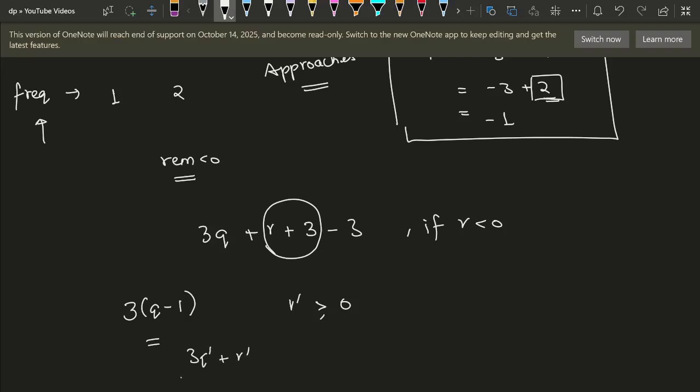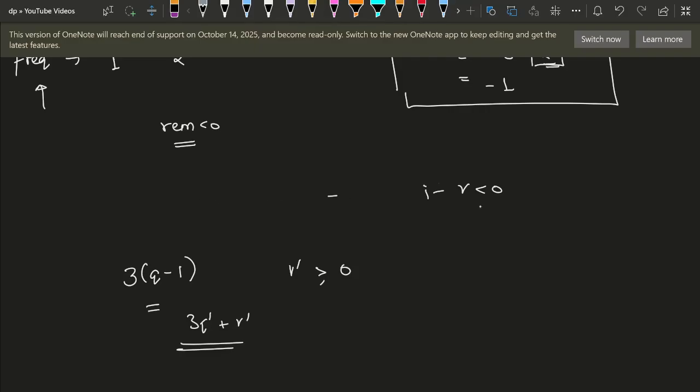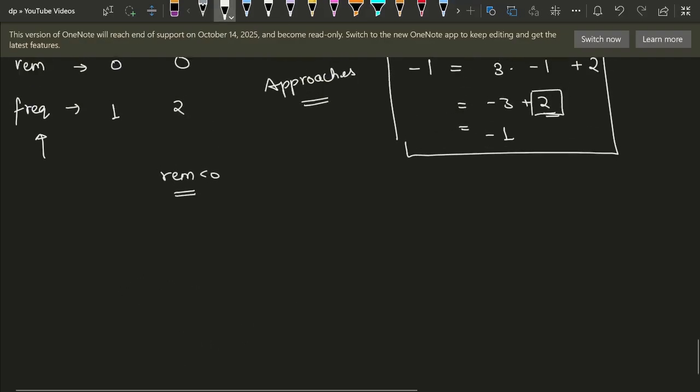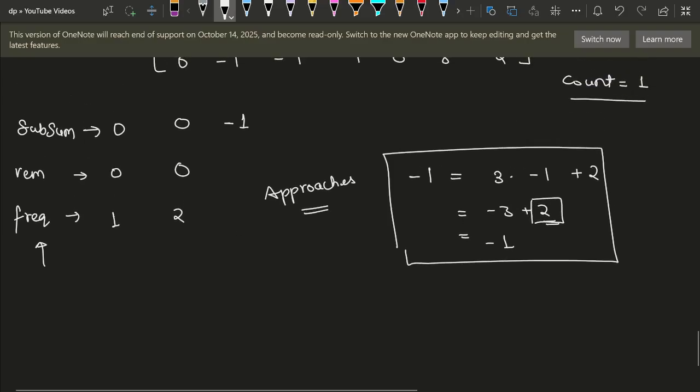So it becomes 3q dash plus r dash, right? So that is one of the things that we can do. And so if we ever come across a negative scenario, what we can do is we can transform this remainder to make it a positive, right?